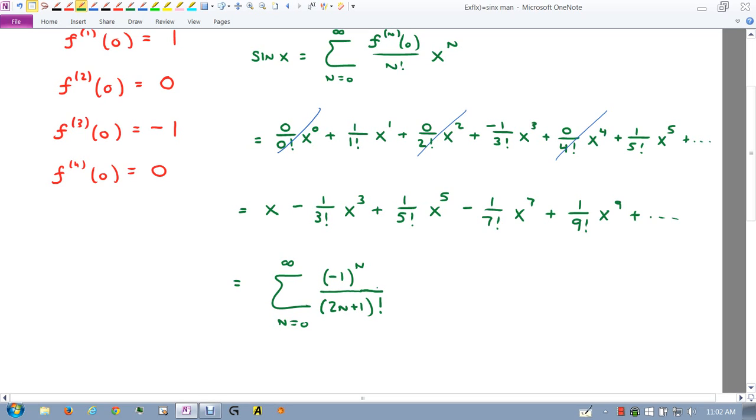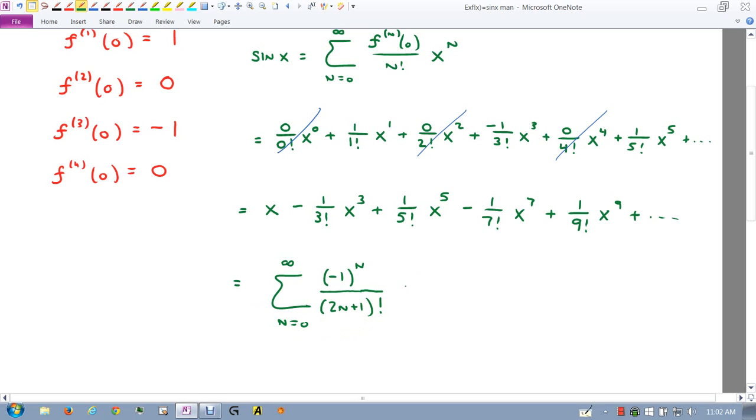Do you all agree? Because I'm starting at 0. So plug 0 in here, you get 1 factorial. Plug 1 in here, you get 3 factorial. And then plug in 2, you get 5 factorial. And so on and so forth.